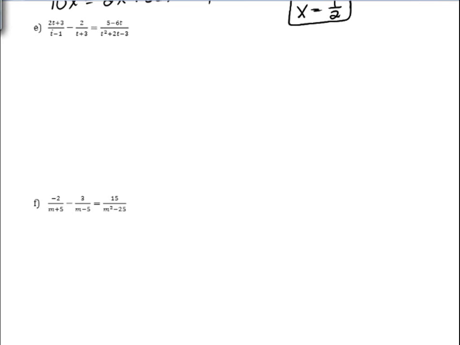The next example here, 2t plus 3 over t minus 1 minus 2 over t plus 3 equals 5 minus 6t over t squared plus 2t minus 3. We can factor this t squared plus 2t minus 3. It factors as t plus 3 times t minus 1.